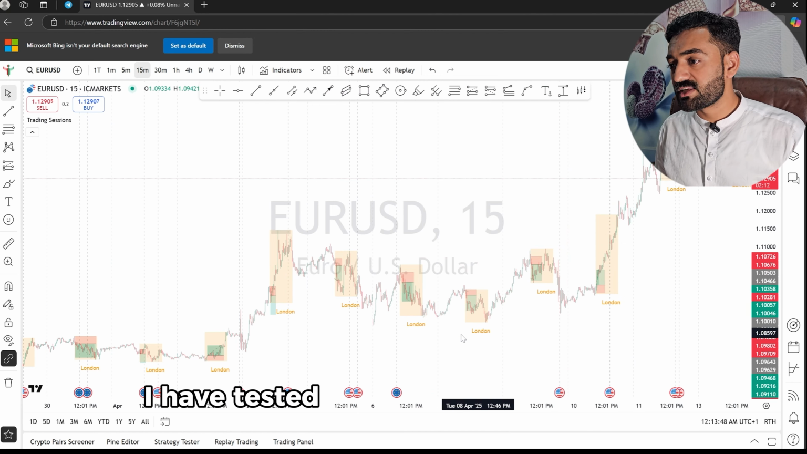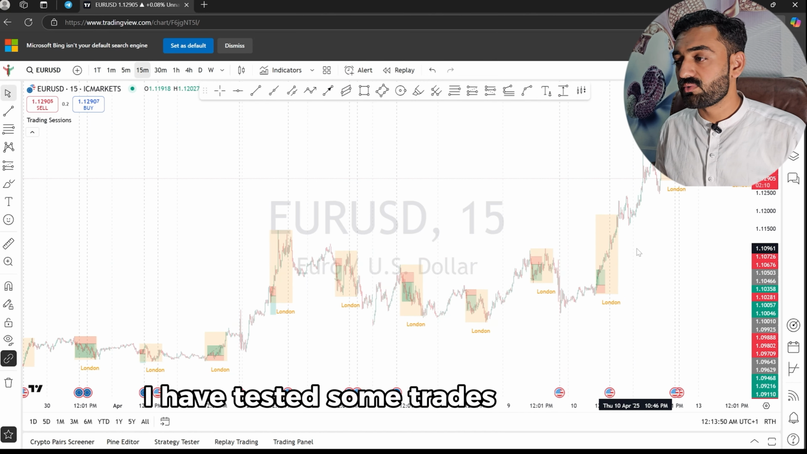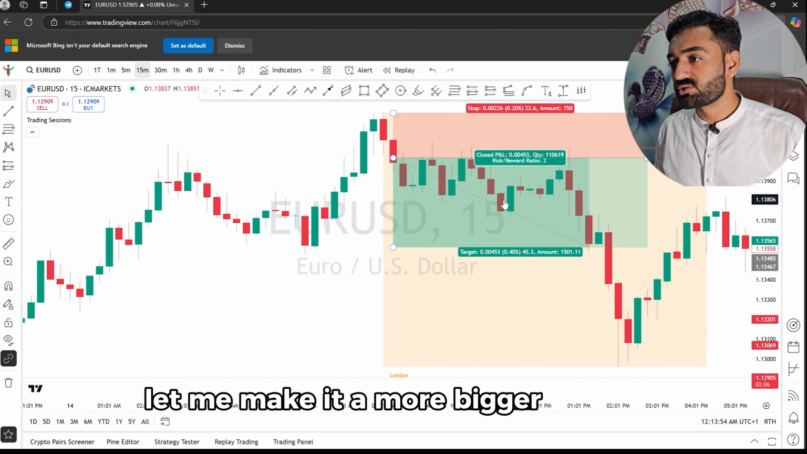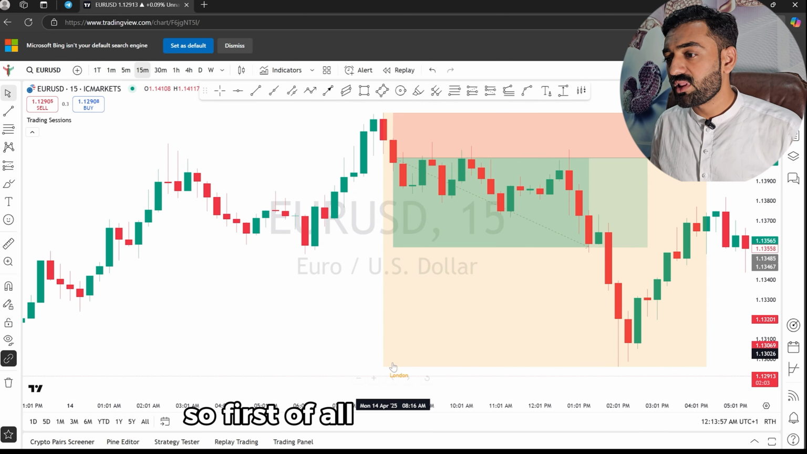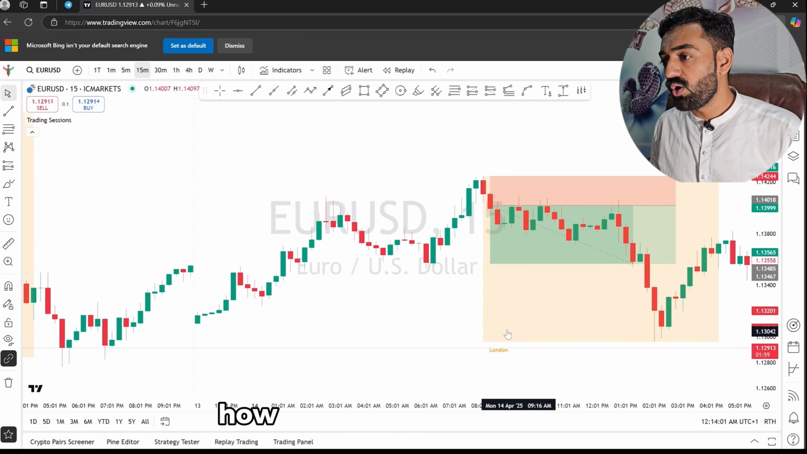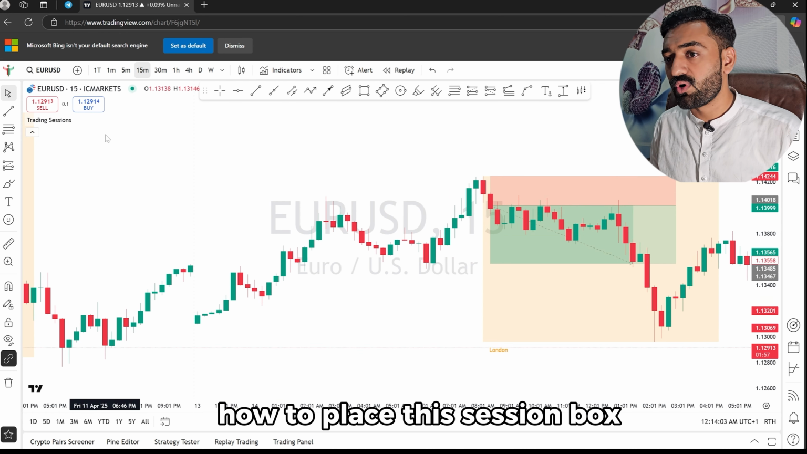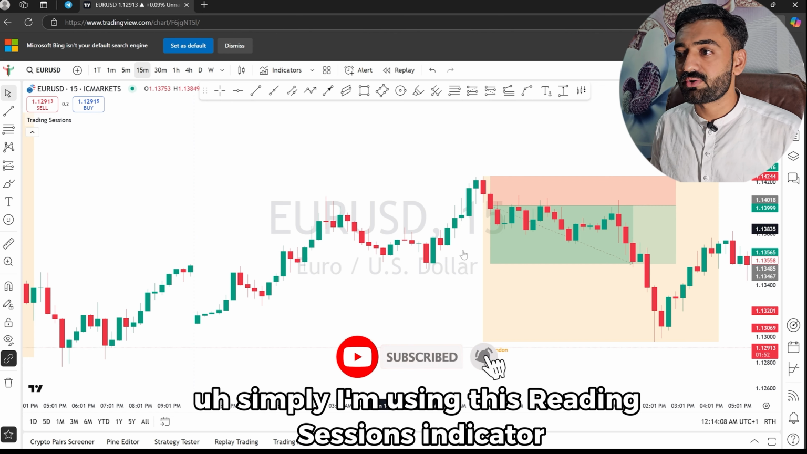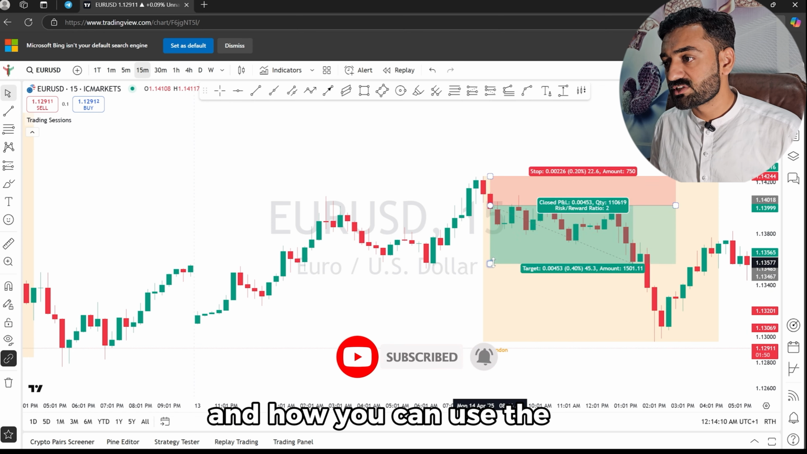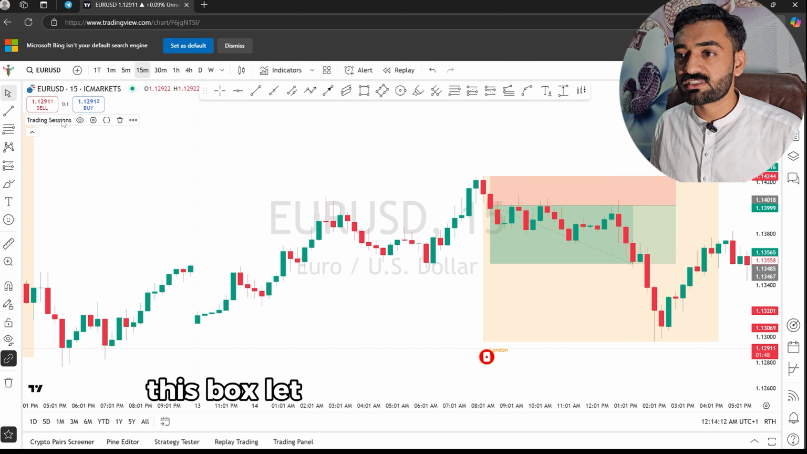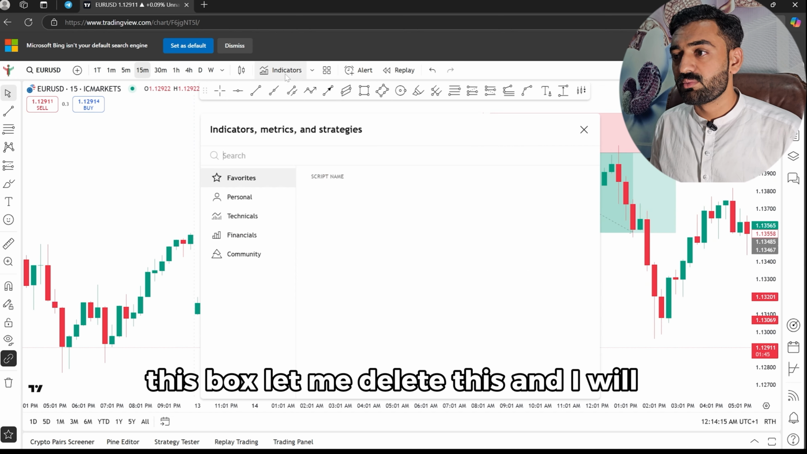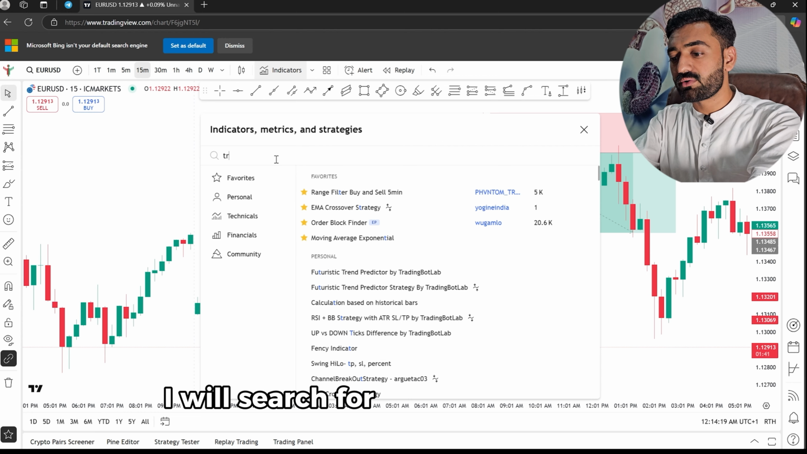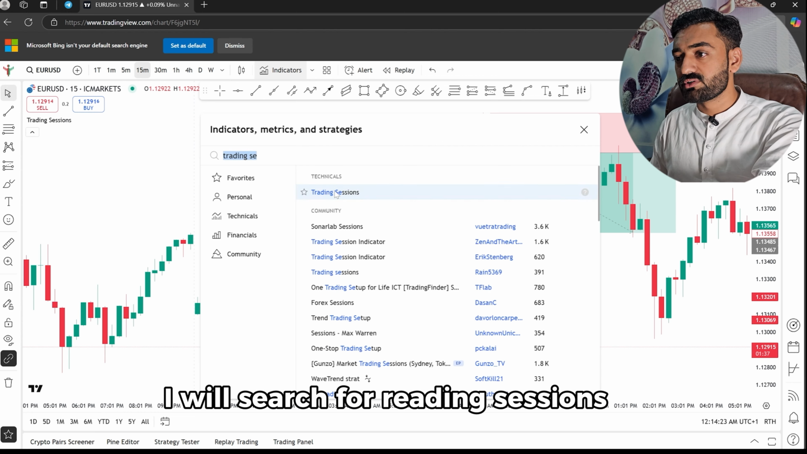I have tested some trades over some days, and let me make it bigger to explain. First of all, the London session box. How to place this session box? Simply, I'm using this trading sessions indicator. Let me delete this and put it on here in the indicator section. I will search for trading sessions and just apply it.